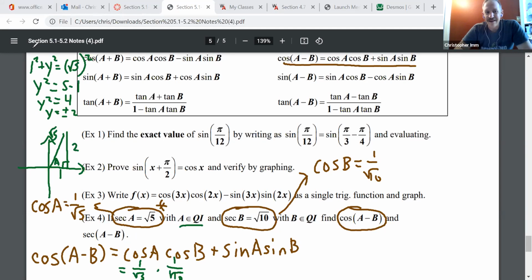Okay, great. So Cole, what would the sine of A be now? What would the sine of A answer be? Be 2 over square root of 5. There you go. You understood me. Okay, great. So we can use that ratio. It's going to be opposite over hypotenuse. Great.